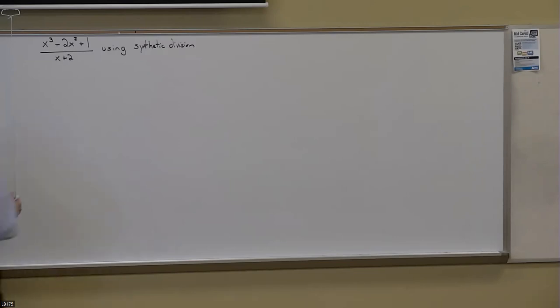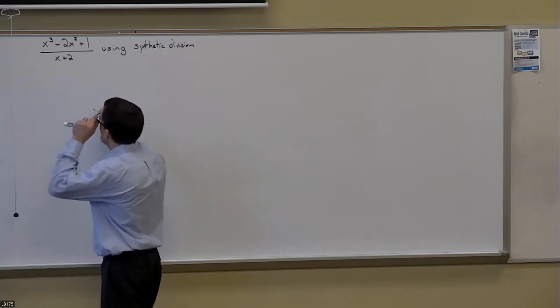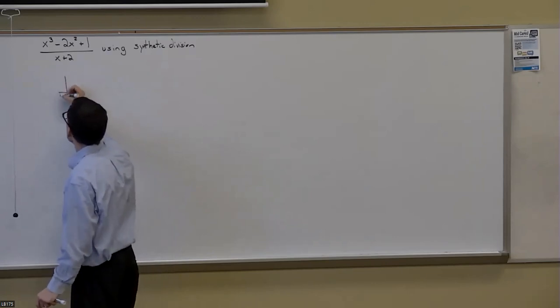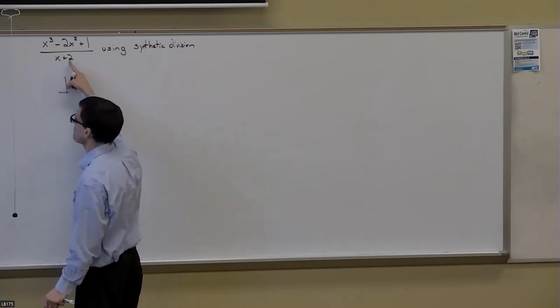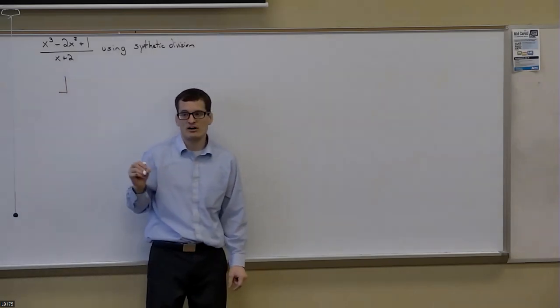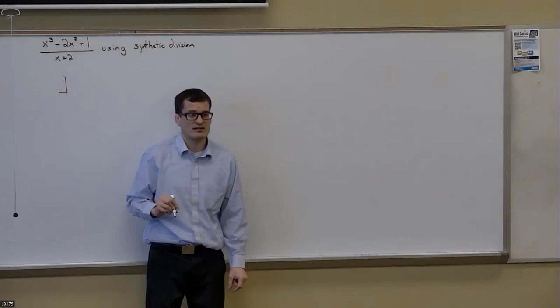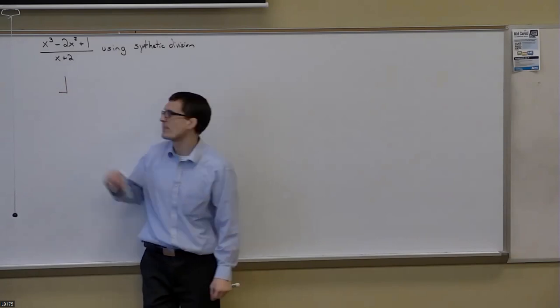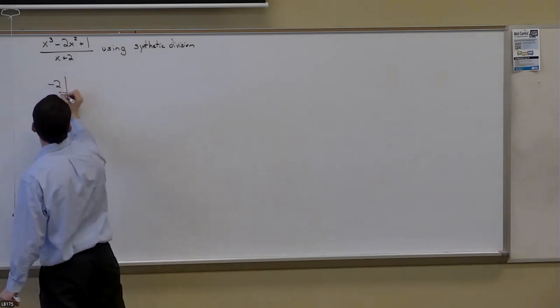Okay. So what I have to do is set up my r. Now, be careful here. This is an x plus 2, but remember, in synthetic division, it's x minus r. So what's my r here? Not a 2, it's a negative 2. Everybody follow? So it's a negative 2.